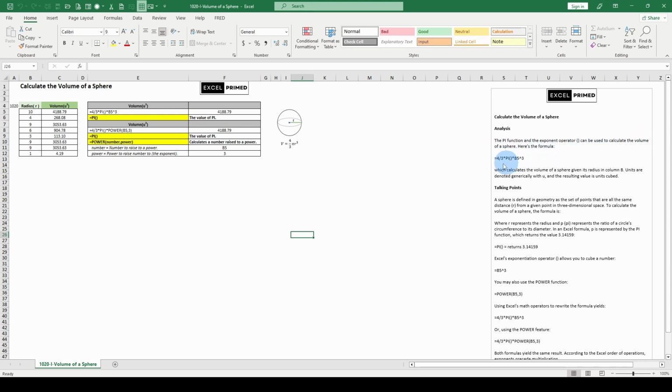Here's the formula, what I just repeated, which calculates the volume of a sphere given its radius in column B. Units are denoted generically with U, and the resulting value is units cubed.